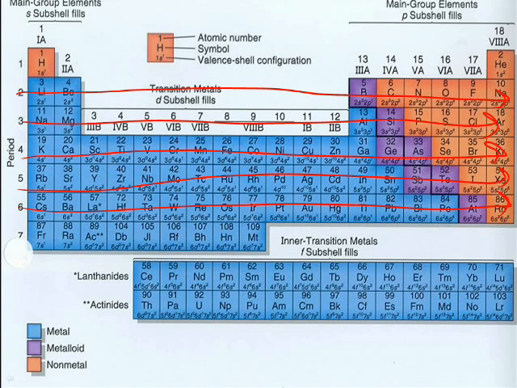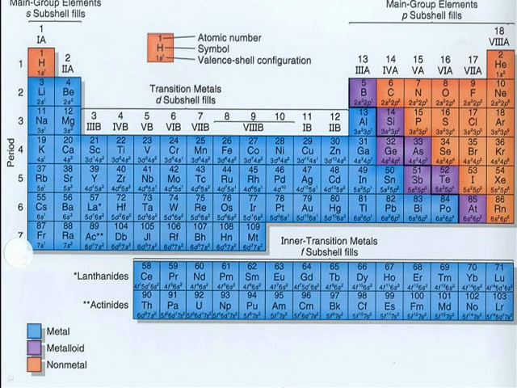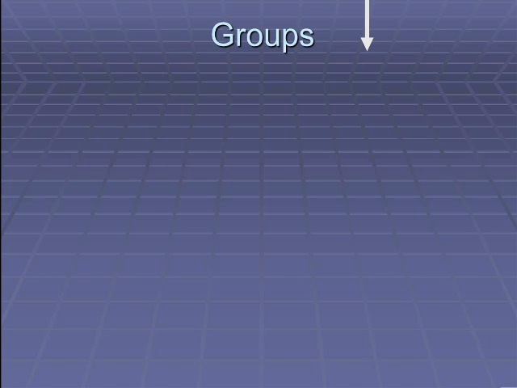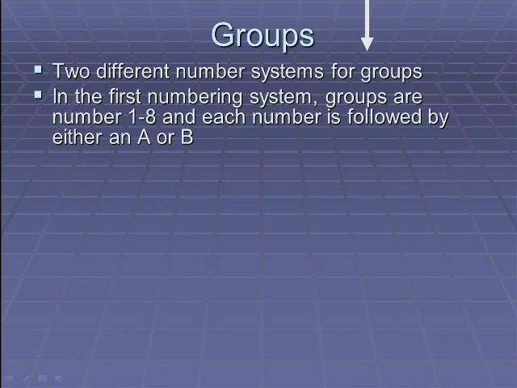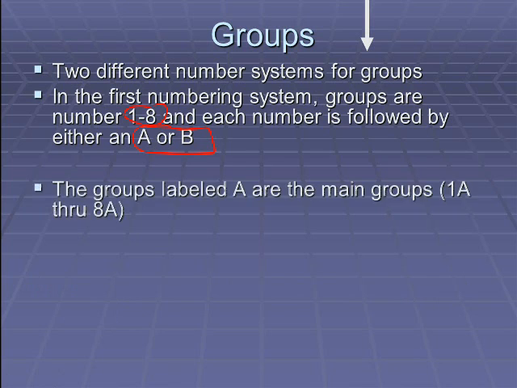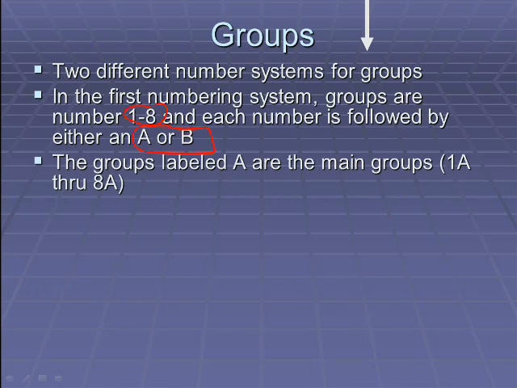And even if you look at this, you can probably, without me telling, see what the similarities are and how it is periodic. Now the groups, there's two different numbering systems for the groups. The first numbering system, we have 1 through 8, and each number is followed by either an A or a B. Now the groups labeled A are the main groups. These really are the main groups we're going to look at in this class, 1A through 8A. That's where basic beginning chemistry is learned.